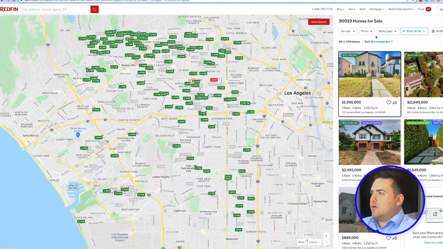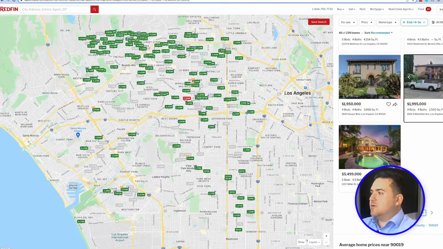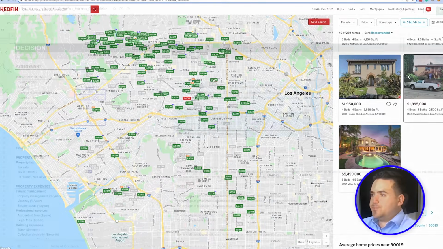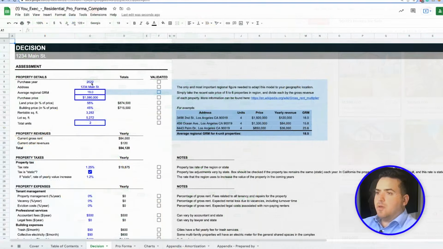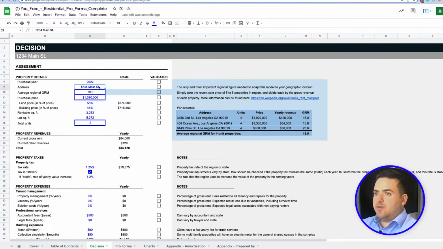Here I am looking on Redfin for a property that has 4 units. So I'll be debating between this $1.5 million property and let's say this $2 million property. So I'm going to go ahead and enter their data. Okay, all right, so I've entered all the details for this property that we found here randomly on Redfin.